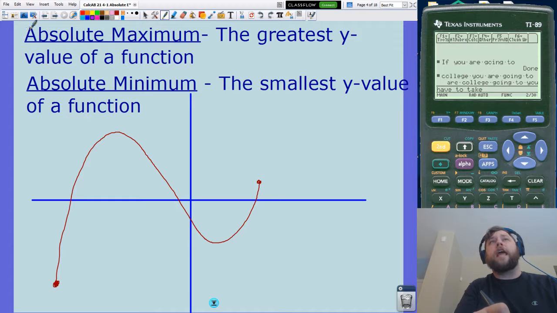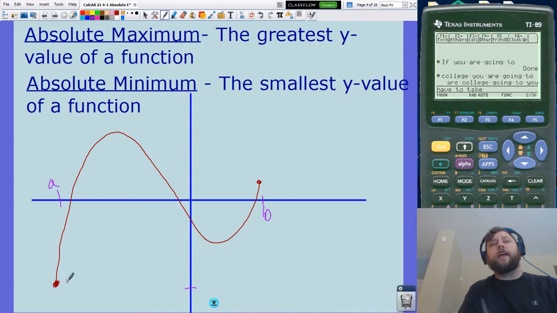One of them is called the absolute maximum and the absolute minimum. So you might talk about a function as a whole, or just part of the function, like from some value A to some value B, a certain domain. We might want to find out what the max and min are. The absolute maximum is the greatest y value of a function, and the minimum is the smallest y value.